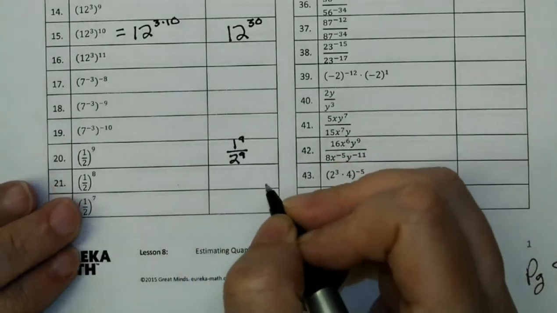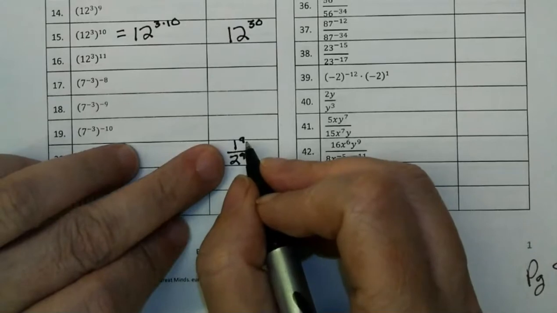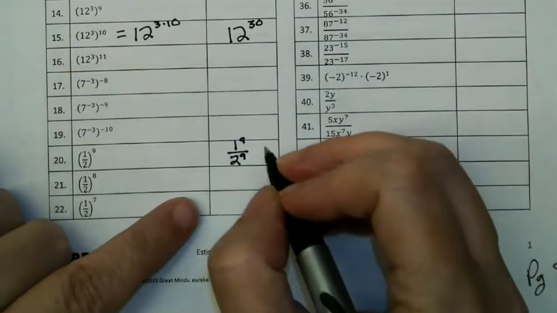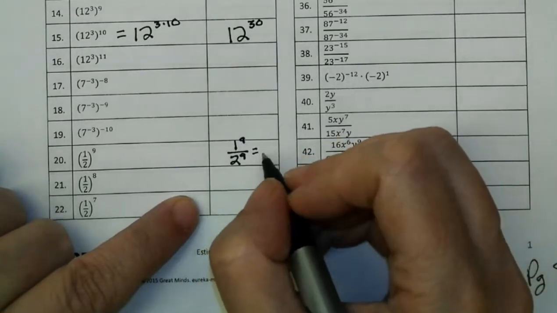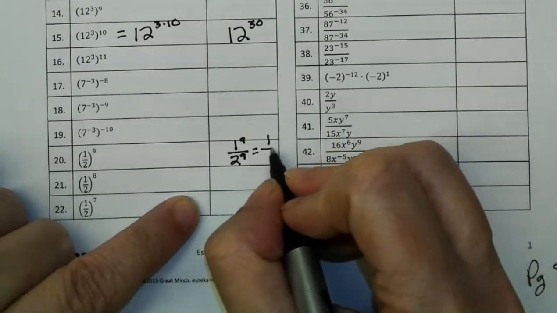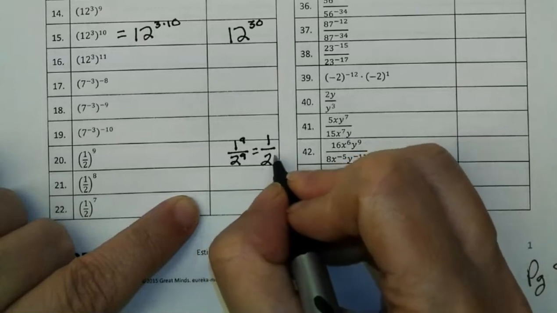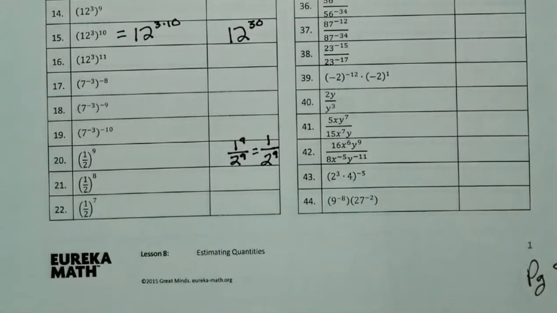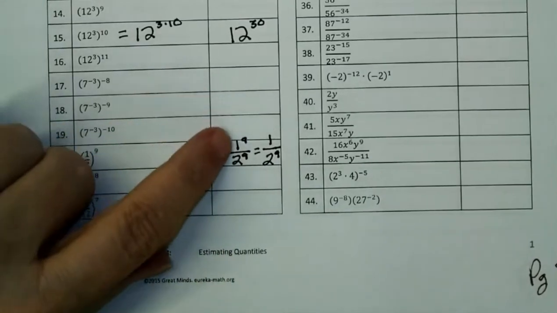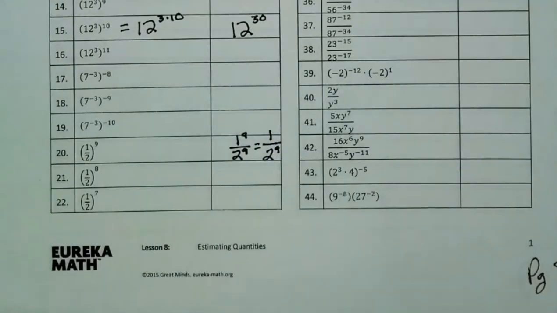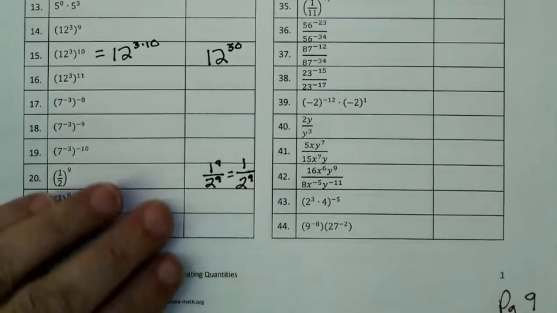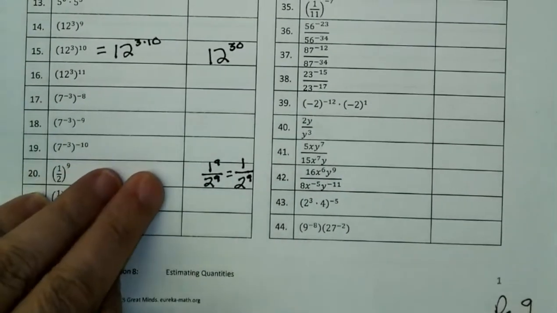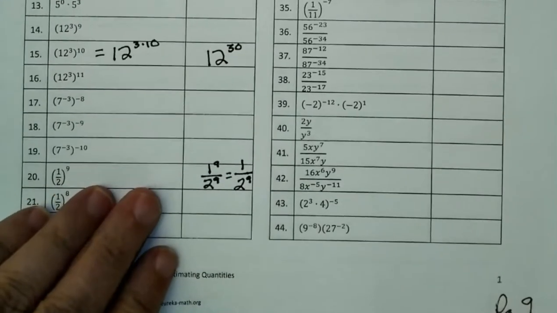And 1 to the 9th power is really just 1, because it doesn't matter how many times you multiply 1 by itself. So I could really just write this as 1 over 2 to the 9th power. No reason to have that 1 to the 9th power, because 1 to the 1290th power is still going to be 1, because 1 times 1 is always 1, times another 1 is always another 1.